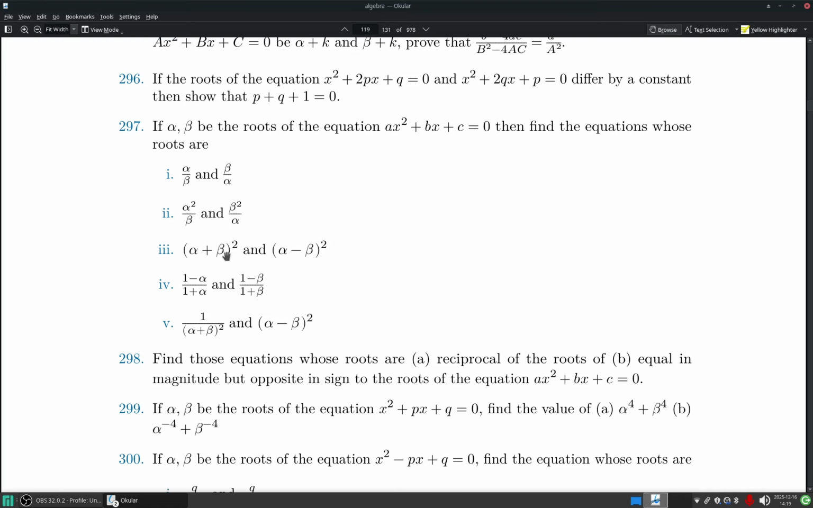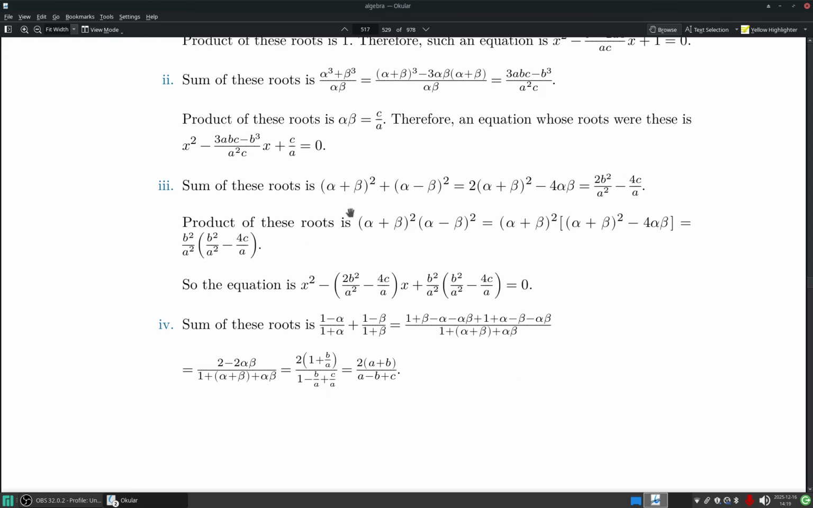The third one is alpha plus beta whole square and alpha minus beta whole square. So sum of these two would be alpha plus beta whole square plus alpha minus beta whole square. So this would be 2 alpha plus beta whole square minus 4 alpha beta. Okay. Yeah, that is correct. So once we have this, we have 2b square by a square minus 4c by a, and product of these roots would be alpha plus beta whole square into alpha plus beta whole square minus 4 alpha beta. Once we have it, we substitute that and we have the equation.